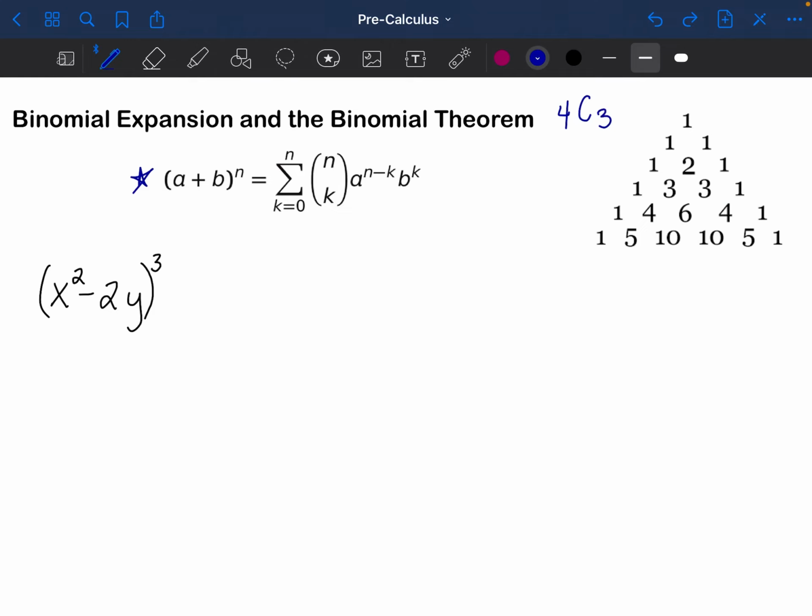We can build this, right? We start with these 3 1s, and then to get the diagonals, we just have to add. So 1 plus 1 would give us 2, 1 plus 2 would give us 3, 3 plus 3 gives us 6, right? And this works for every single diagonal.